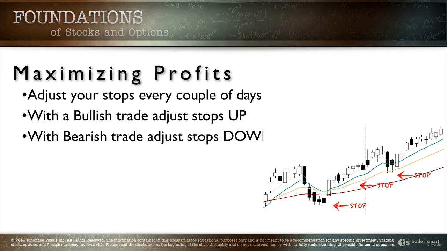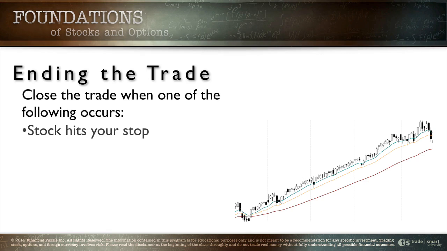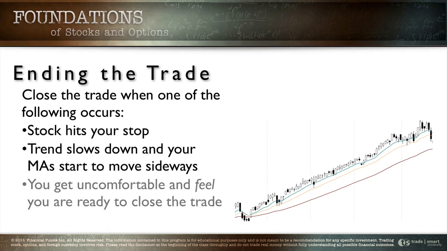With a bullish trade, you're obviously adjusting your stops up. With a bearish trade, you're adjusting them down. That's going to help maximize your profit. When you get ready to end your trade, there's a few ways you can do it. You can close the trade when any of the following occur.